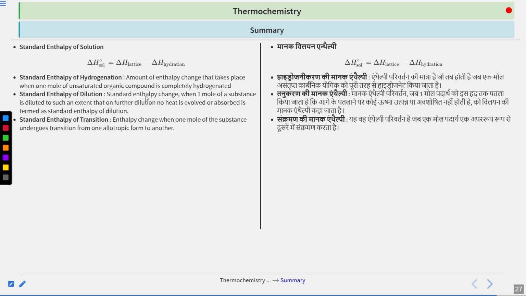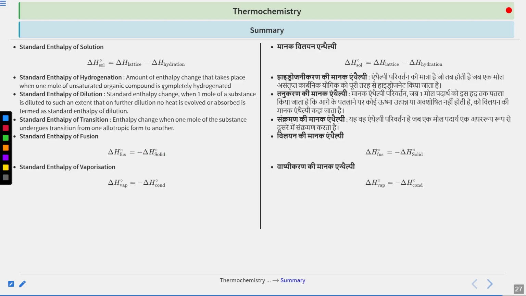And transition is conversion of one allotropic form to another. Clear? And enthalpy of fusion can be written as delta H naught fusion is equal to minus delta H naught solidification, because both are opposite processes, but the heat that is being absorbed is the same. Similarly, vaporization can be written as negative of condensation, because again condensation and vaporization are just opposite of each other.